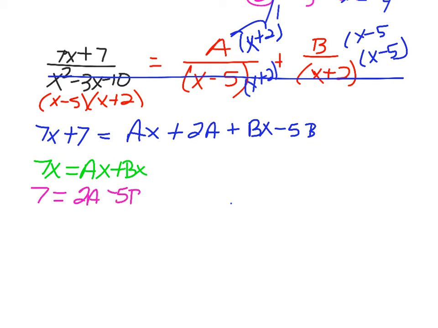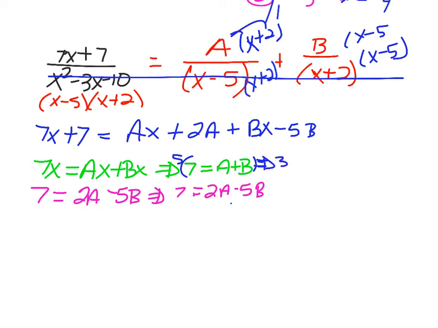All right, so for the x's, I just have to make sure my A plus B equals 7, so 7 equals A plus B. The bottom equation I'm just going to leave the same, so I have 7 is equal to 2A minus 5B. There's no x's to get rid of. So I want to eliminate one of the variables. So what I'm going to eliminate is the B. So I'm going to multiply by 5. So I get 35 equals 5A plus 5B. The bottom one I'm going to keep the same. So 7 is equal to 2A minus 5B.